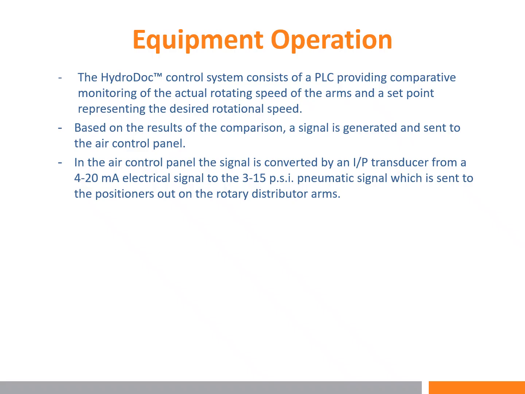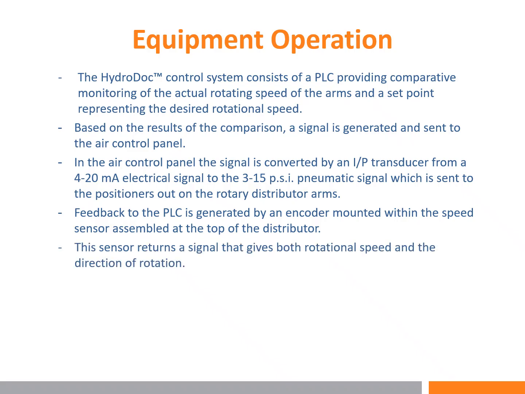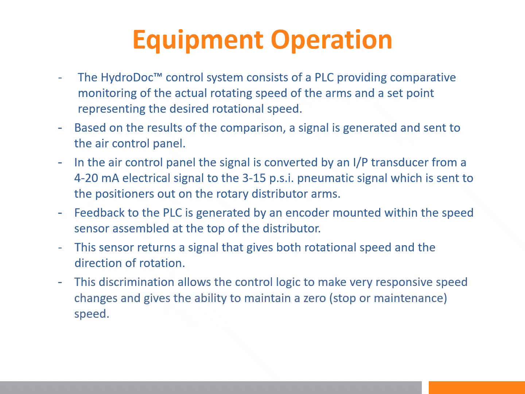rotary distributor arms. Feedback to the PLC is generated by an encoder mounted within the speed sensor assembled at the top of the distributor. This sensor returns a signal that gives both rotational speed and the direction of rotation. This discrimination allows the control logic to make very responsive speed changes and gives the ability to maintain a zero, for example, stop or maintenance speed.